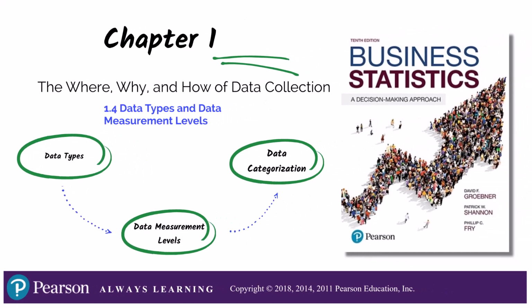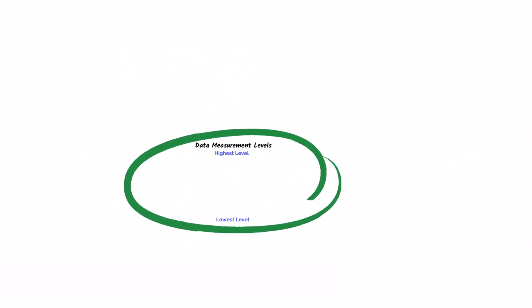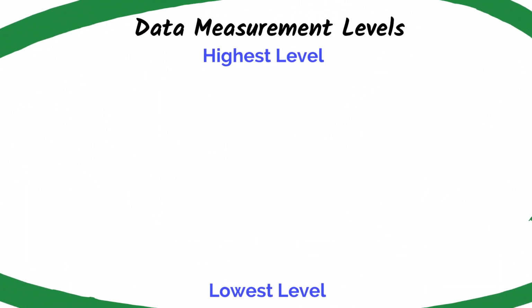Let's jump into the data measurement levels next. With data measurement levels, there's an order from low to high. At the lowest level, you are kind of limited in the types of analysis that you can conduct. And then we go all the way up to the highest level.